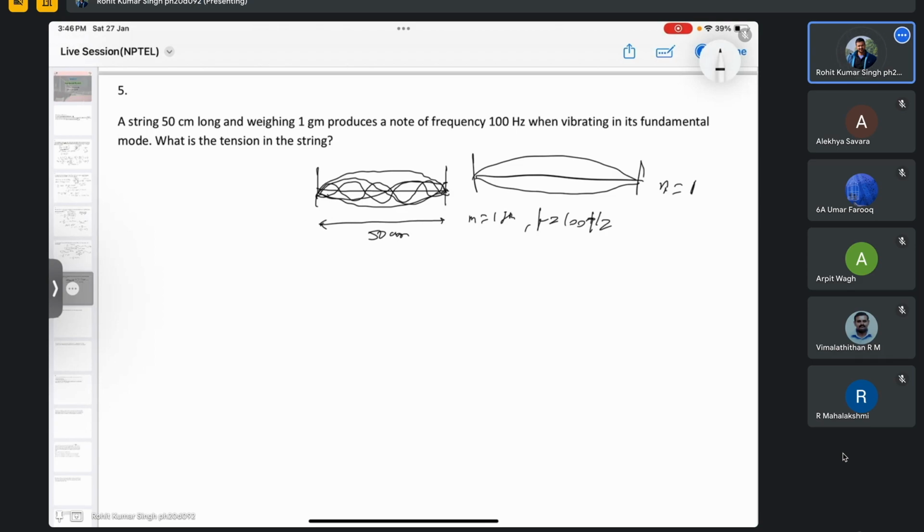So let me just write the formula of frequency. So frequency of a vibrating string is given by 1 by 2L times the square root of T by rho. What is this rho? Anyone?